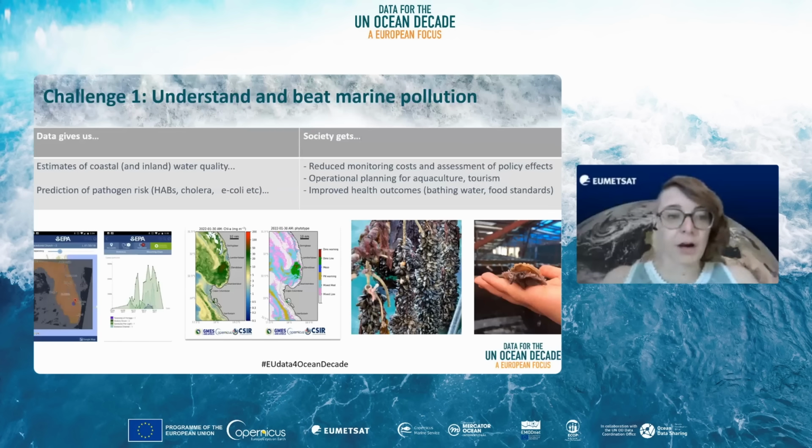One thing that you can get from the ocean color data that we provide, and this is true particularly when combined with some of the data from the Marine Service and in situ, is estimates of coastal and inland water quality, as well as prediction of pathogen risks, relating to certain types of pollution events. And this can benefit society in a number of ways, including reducing the monitoring costs associated with these hazards, as well as assessing the impacts of different policy choices. It can also help towards operational planning for different marine industries, such as aquaculture, providing warnings for tourists, etc. And ultimately, to improved health for all of us that enjoy the marine environment, whether it relates to bathing water or food standards.